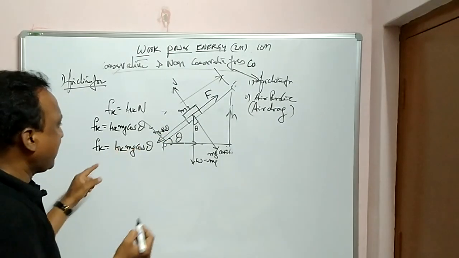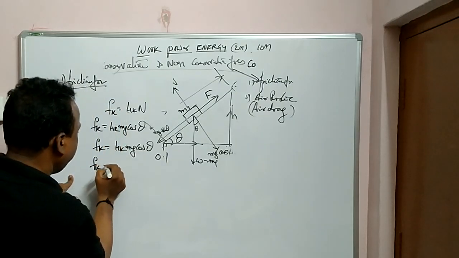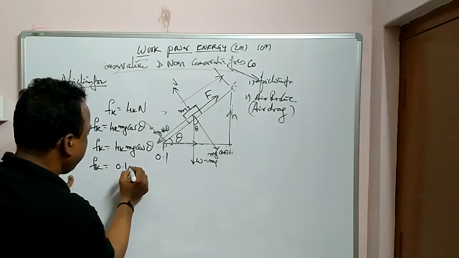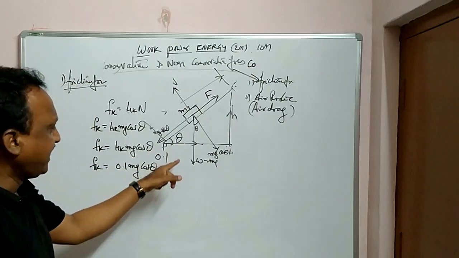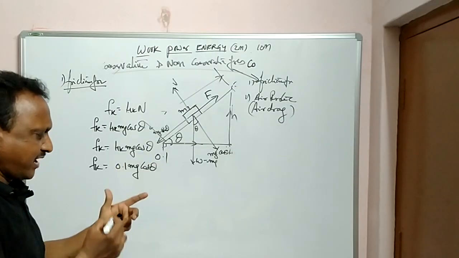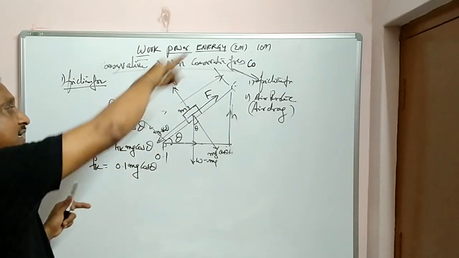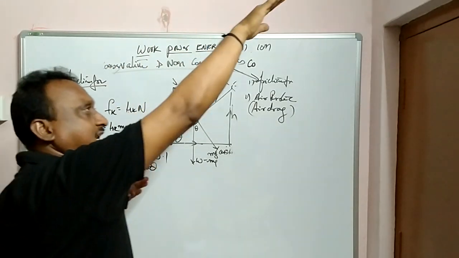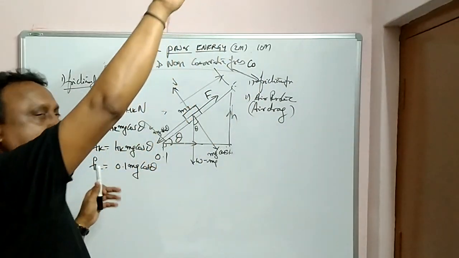Suppose mu k is given as, for example, 0.1, you can apply that value also. Fk is equal to 0.1 into mg into cos theta. If the angle is also given, you can apply the angle value also. So like this, the friction force will act in the downward direction, opposite to the motion. See, motion is in this direction, friction is in this direction. Suppose the body is coming down, friction will be in the opposite direction.